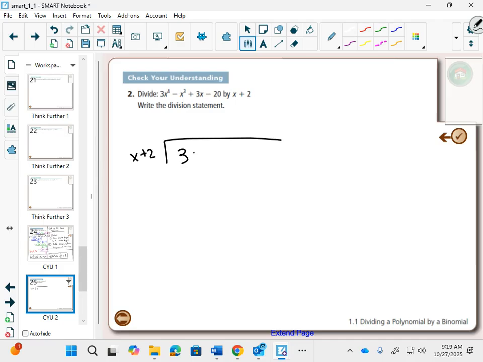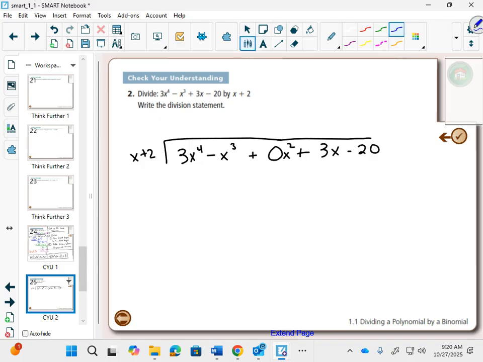Well, I have 3x to the 4. Then next, minus x cubed. This is in order already. But now there's no x squared, so I make sure that I write a 0 in there. Some people even write 0x squared. Some people just write 0. I'm fine with either. And then I have a plus 3x and finally a minus 20.